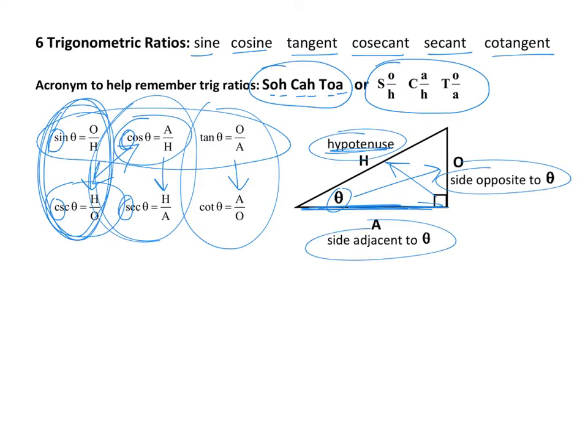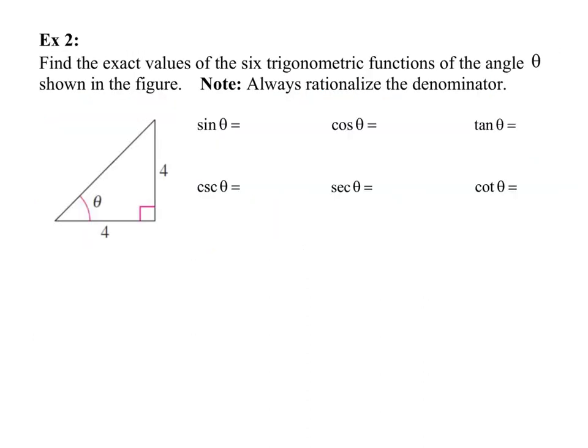All right, supply concepts now. For example 2, find the exact values of the 6 trig functions of the angle theta shown in the figure. Always rationalize the denominator. Okay, so sine is opposite over hypotenuse. All right, I have 4 here, I have 4 here. Since these lengths are the same, these angles must be 45 degrees. And since it's a 45, 45, 90, I multiply by square root of 2 to get the hypotenuse.